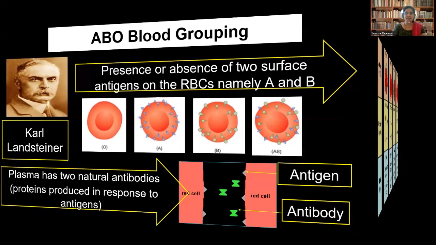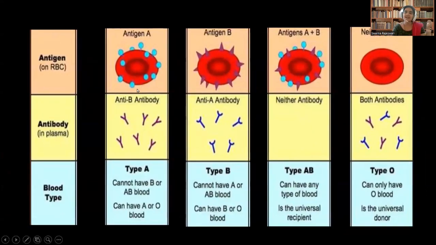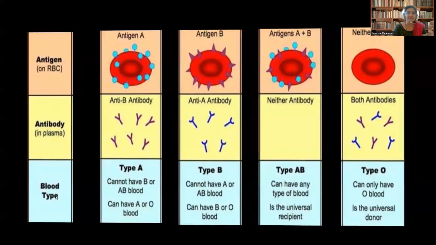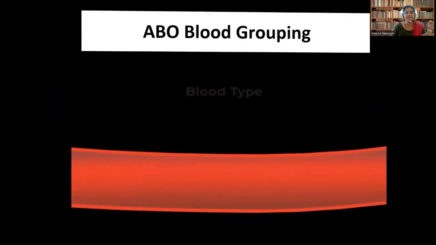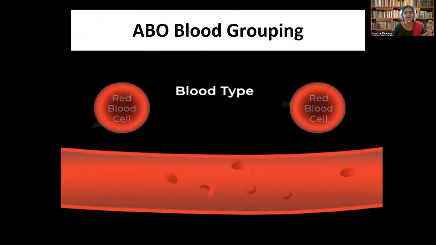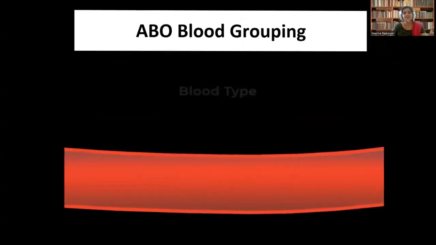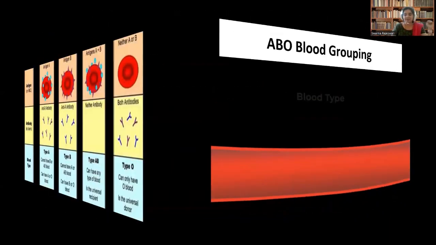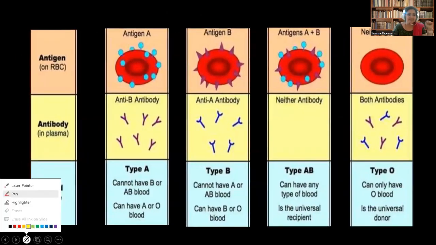Now coming to the different blood groups. We know what an antigen is and what an antibody is. Antigens are present on the surface of the RBC, and based on which antigen is present on the surface of the RBC, we name the group of the person.